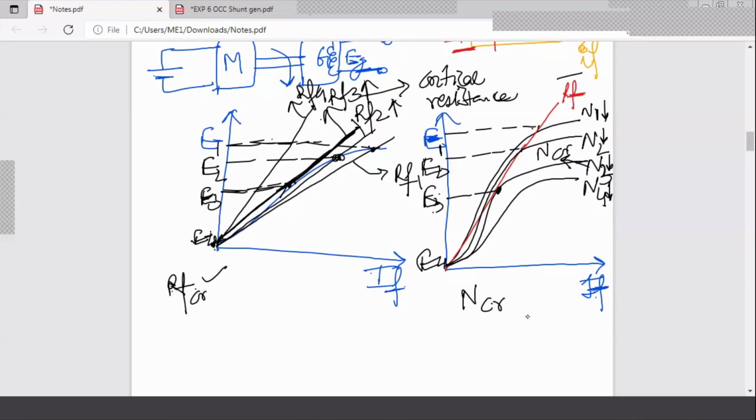If you go below this, this is the minimum value. If you reduce the speed of any generator below this, then you will not develop any generated EMF. That is known as the critical speed, and this is the critical field resistance. Critical field resistance is the maximum value of resistance which can be present in the circuit. Critical speed is the minimum value of speed below which, if you go lower, you will not have any voltage build up in the circuit. I hope that is clear to everyone.